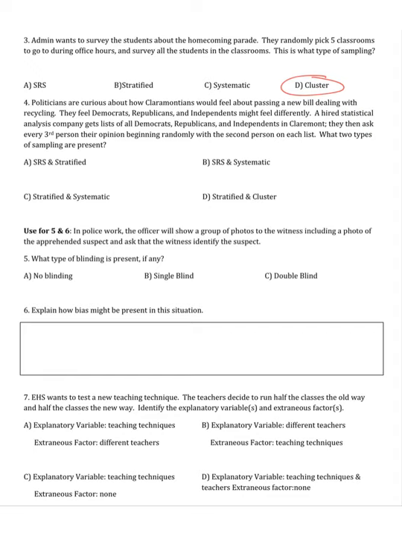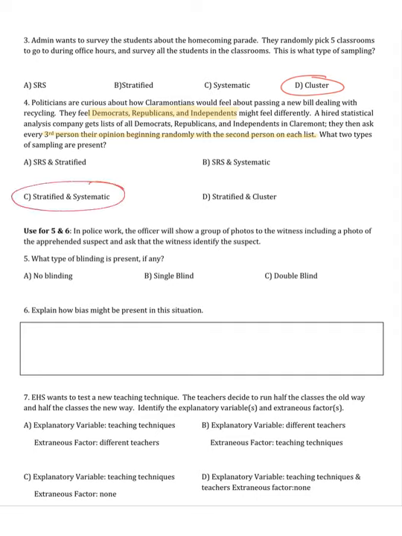Okie dokie. So the first thing that we did is we came through and we stratified or grouped by these homogeneous, non-overlapping groups, Democrats, Republicans, and independents. And then after that, we asked every third person. So that would be stratified as well as systematic.